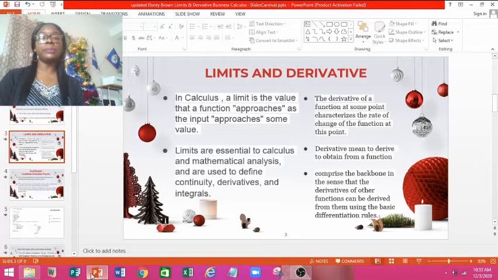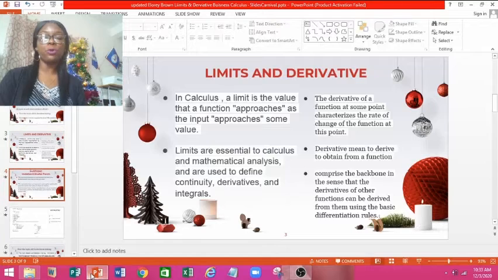In calculus, the limit is the value that a function approaches as the input approaches some value. Limits are essential to calculus and mathematical analysis, and are used to define continuity, derivative, and integral. The derivative of a function at some point is characterized as the rate of change of the function at this point. Derivative means to derive, to obtain from a function. It is the backbone in the sense that derivatives of other functions can be derived from them using the basic differential rules.